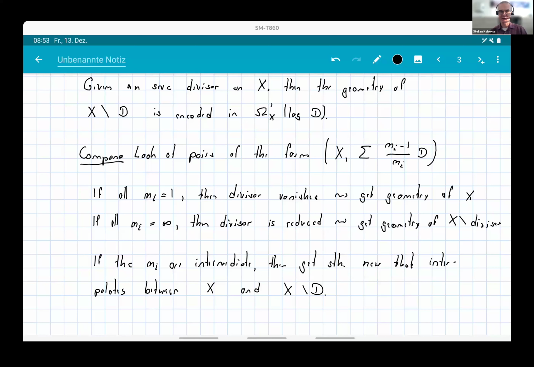For Campana pairs, if all the coefficients are 1, this gives us back the classic geometry of X and the classic sheaf of Kähler differentials. If all the coefficients are infinity, then we get the almost classic logarithmic differentials and the geometry of X minus D. And if the coefficients are intermediate, then we get something new, which in a sense interpolates between the compact and the non-compact case. This might be interesting.